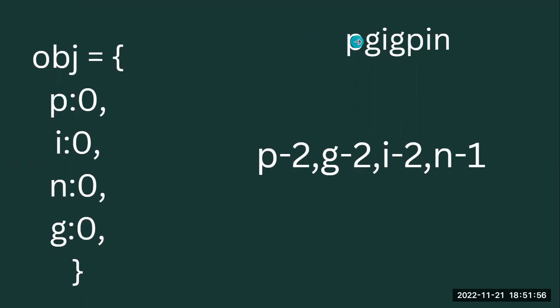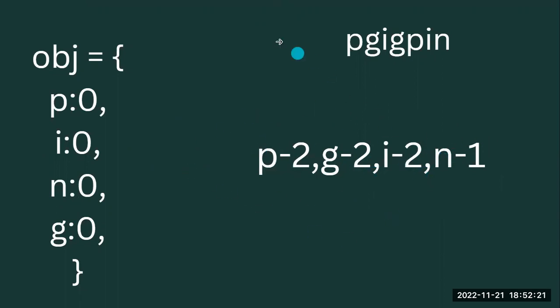Focus here. When we iterate over this string, if p is present increase p by 1, if g is present increase g by 1, if i is present increase i by 1, again if g is present increase g by 2. So all things look like this: p2, g2, i2, and n1.